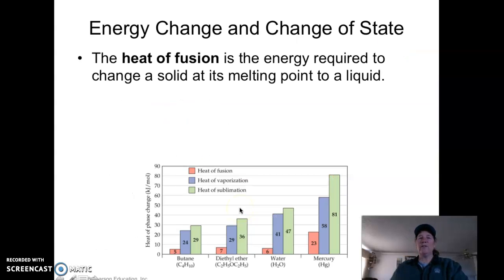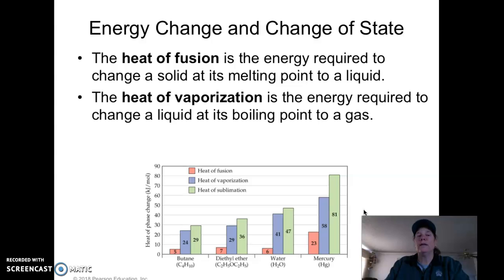Okay, so whenever there's an energy change, when you change your state, if you go from a solid to a liquid, there's going to be a change in energy. And if you melt something, it's called the heat of fusion, okay? It's the energy required to change a solid at its melting point to a liquid. And again, I'm going to show you how to calculate that. Here's some numbers here, but I'll show you this after the notes. I'll show you how you can actually calculate the energy needed, okay?